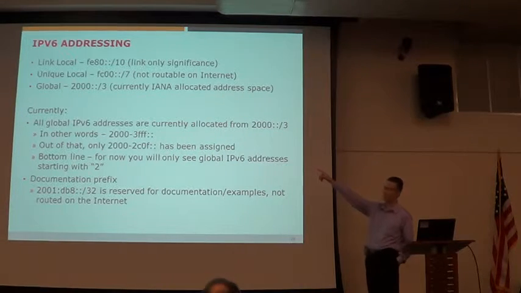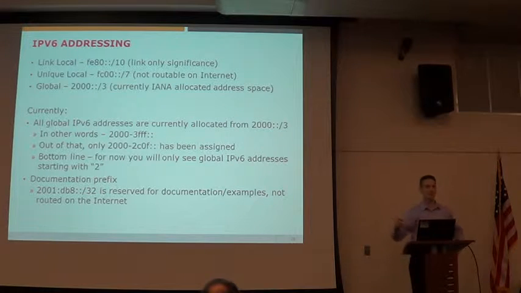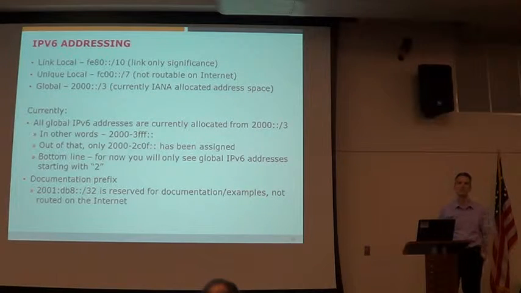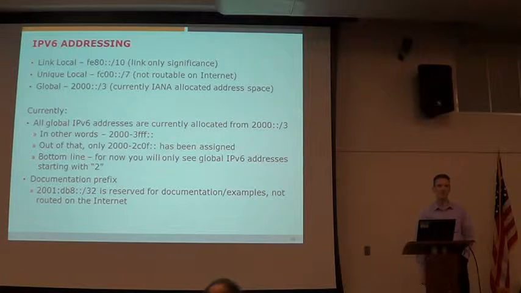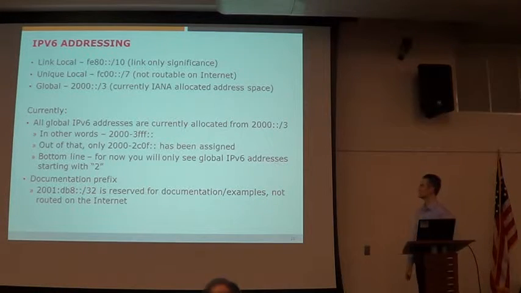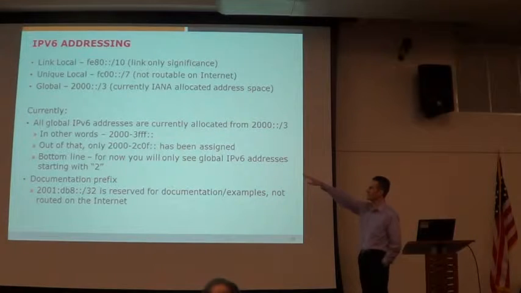The FC00::/7, those are ULAs. Those are those private addresses. And you should only see ones starting with FD, because FC is reserved. So again, I'm just throwing it in for reference.